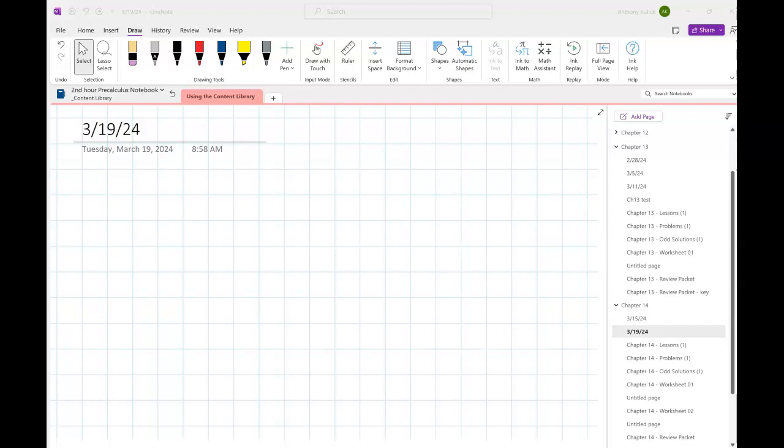Number 9. I don't think I assigned it. I think I assigned 1 through 8, and then 13 to 23 odds. So if you did number 9, that's why it was hard, because we didn't talk about it. And I don't need you to do it. If you don't know how to do number 9, that's okay. I won't test on it.